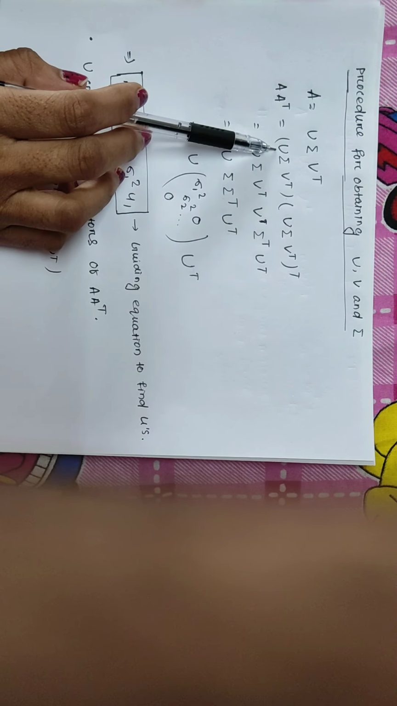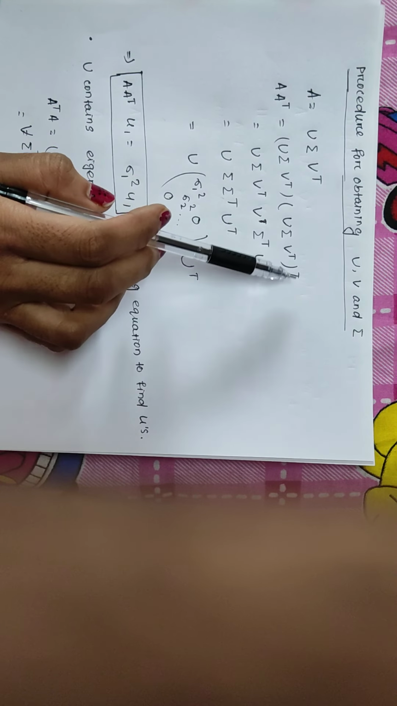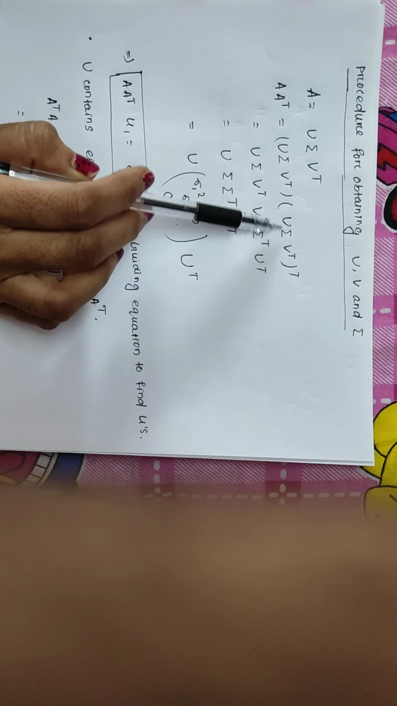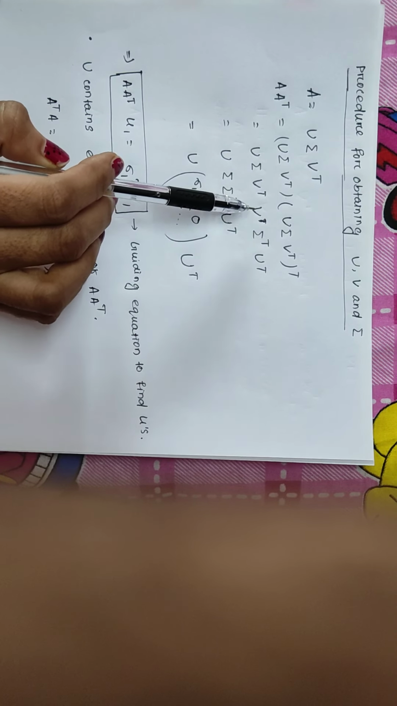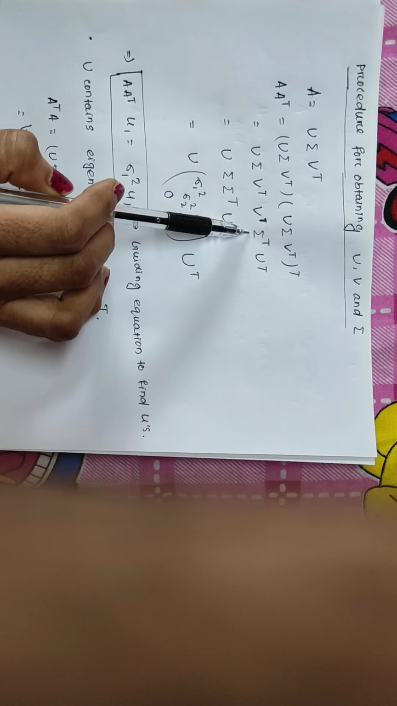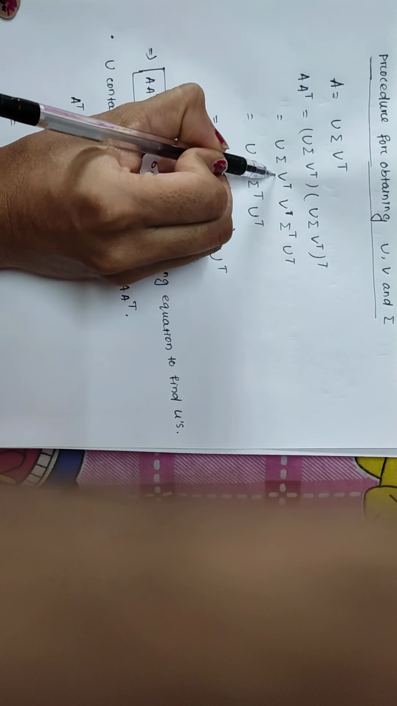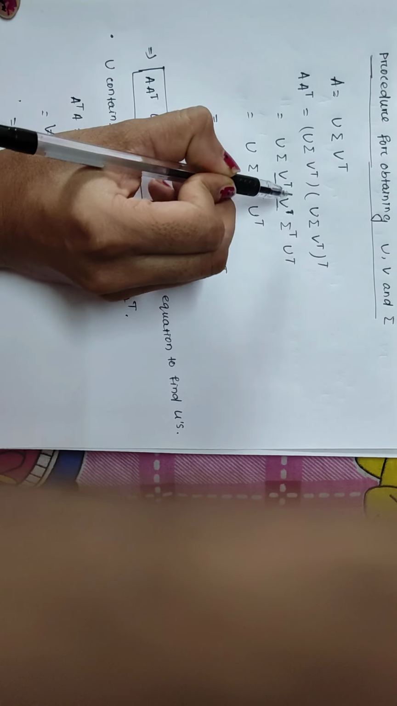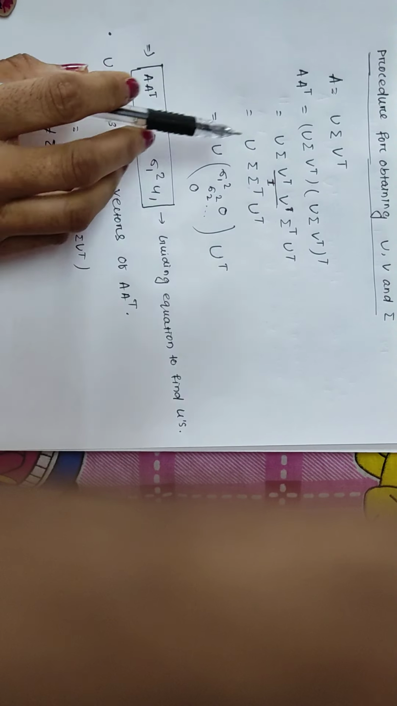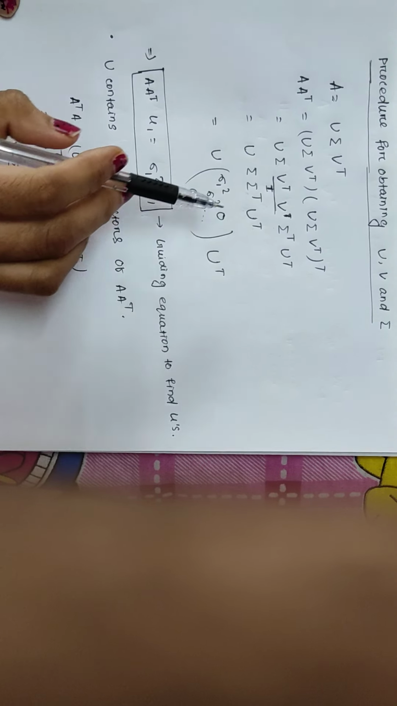If A is given as U sigma V transpose, we calculate A A transpose, which is given by U sigma V transpose times U sigma V transpose, the whole transpose. When we calculate it, it will be U sigma V transpose times the transpose of V transpose, which is V, then sigma transpose, then U transpose. As V is an orthogonal matrix, V transpose V is going to be identity. Then we will get U sigma sigma transpose U transpose.